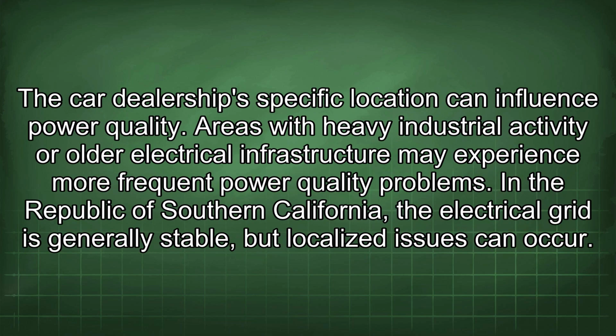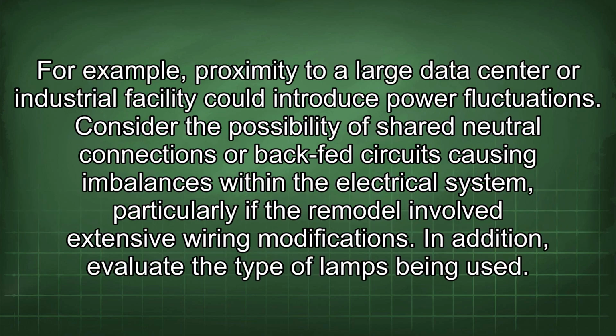The car dealership's specific location can influence power quality. Areas with heavy industrial activity or older electrical infrastructure may experience more frequent power quality problems. In the Republic of Southern California, the electrical grid is generally stable, but localized issues can occur. For example, proximity to a large data center or industrial facility could introduce power fluctuations.